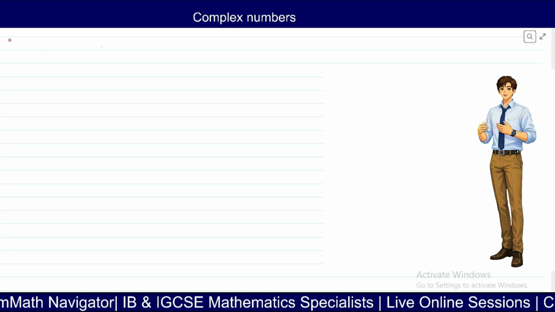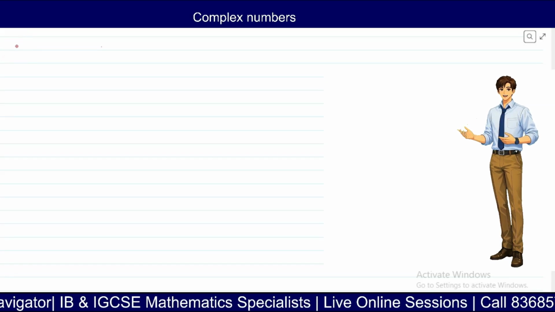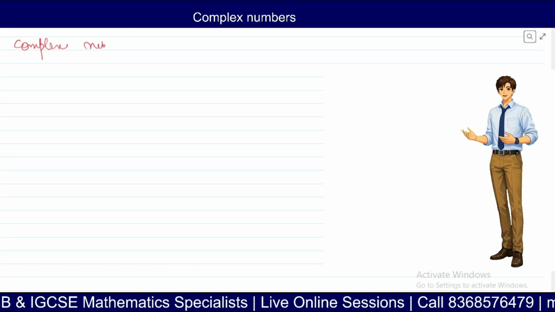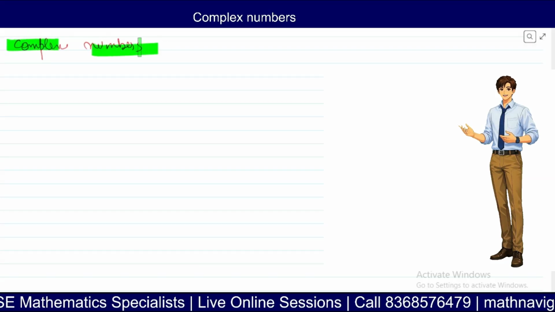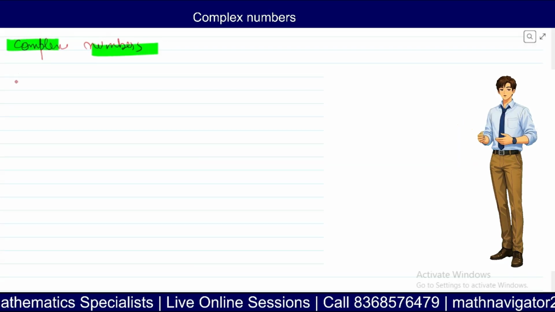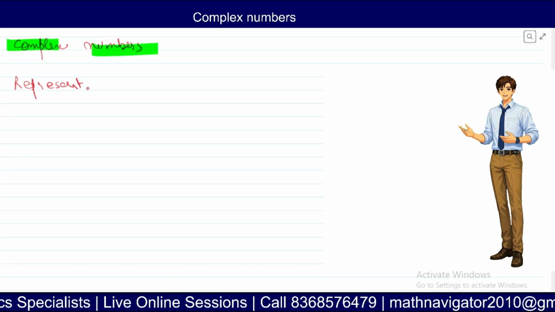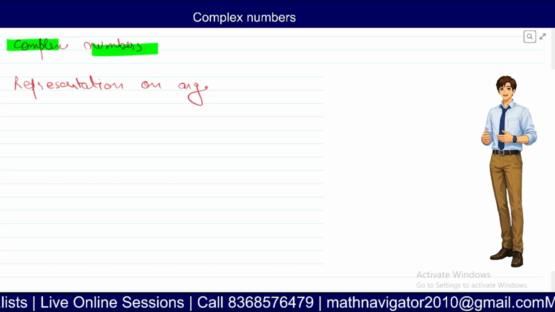Now we'll move further with the same topic. So let's say today we are going to do complex numbers, right? So now the most important thing in complex numbers is, I just tell you, representation on Argand plane. Representation on Argand plane. I'll tell you what is an Argand plane.